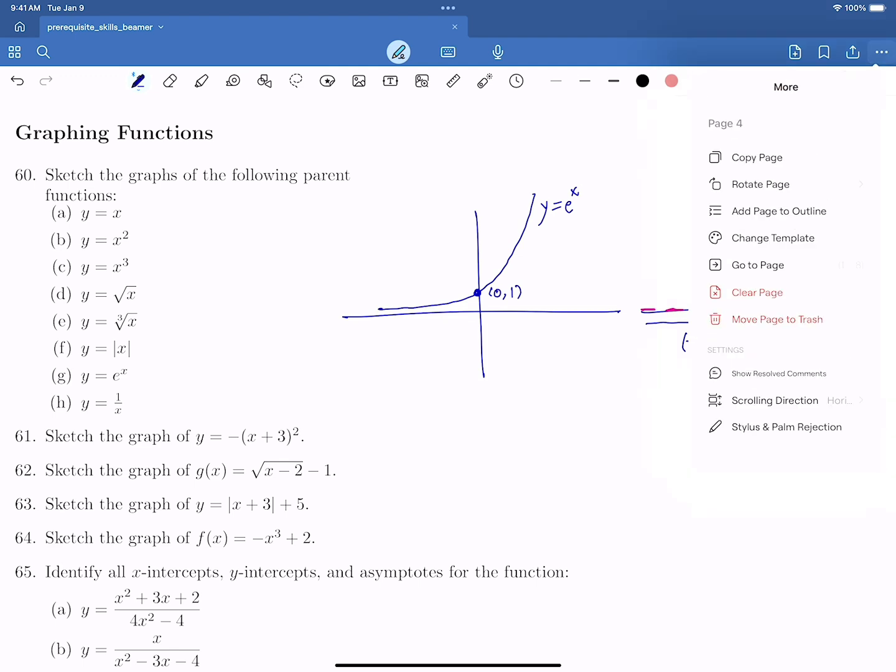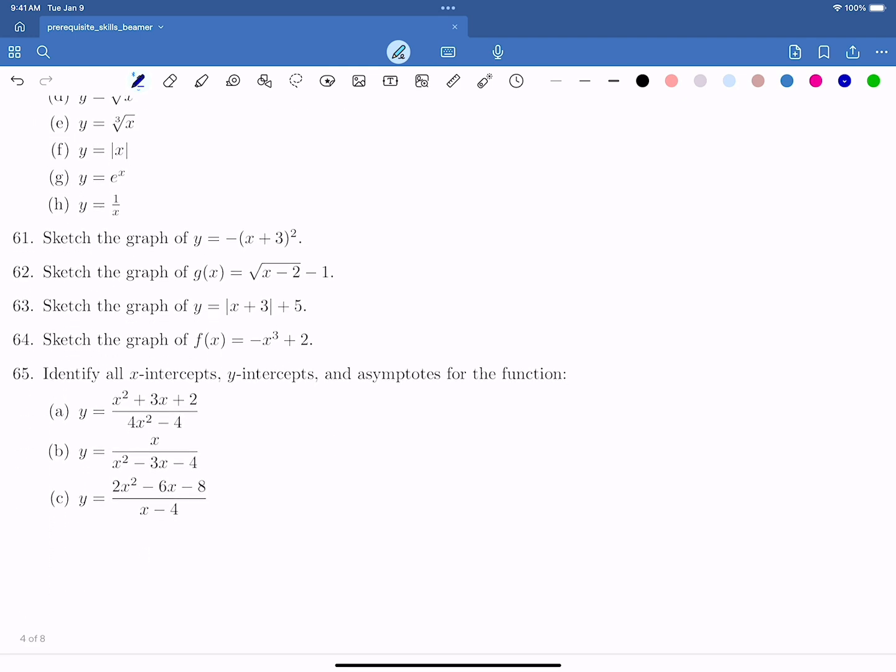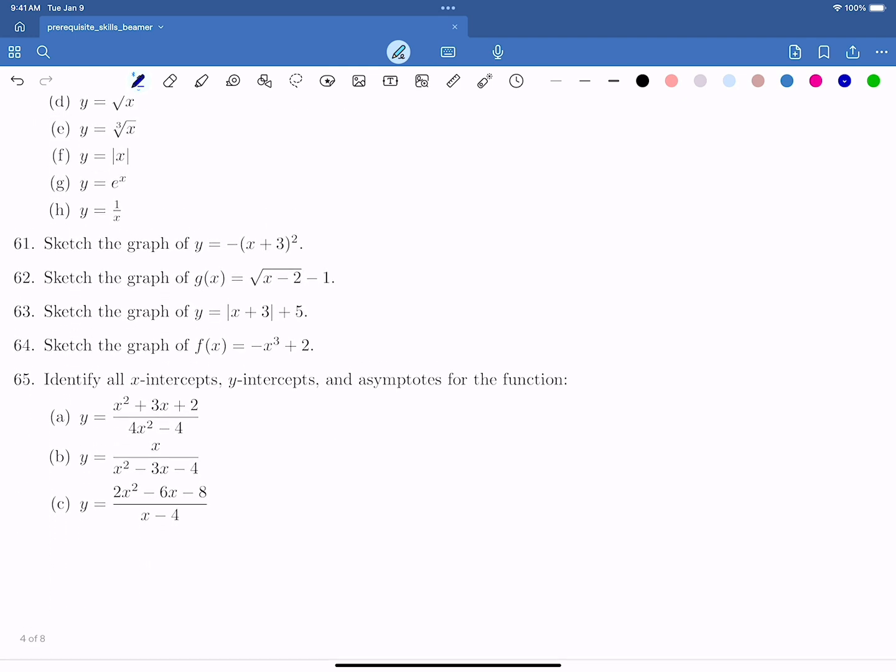We will be working with all of those parent functions in this course, so it's important to know what they look like. Next, we're going to transform some of these parent functions. Sketch the graph for y equals negative (x plus 3) squared.